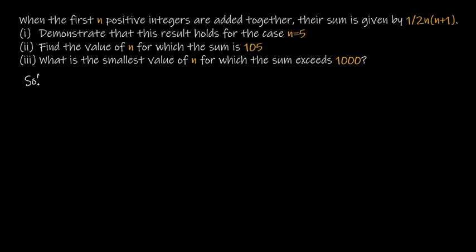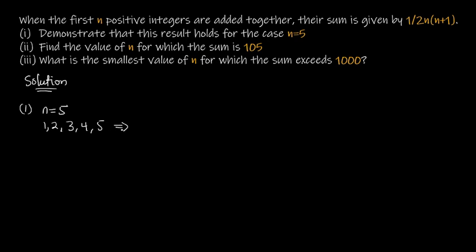So our solution: I. We are to demonstrate that the result holds true for the case n is equal to 5. Now, when n is equal to 5, it means the maximum value over here for the positive integers is 5. So the positive integer starts from 1. So we have 1, 2, 3, 4, 5. Now we were told that if they are added together, their sum is equal to the expression over here. So let's see whether that is true.